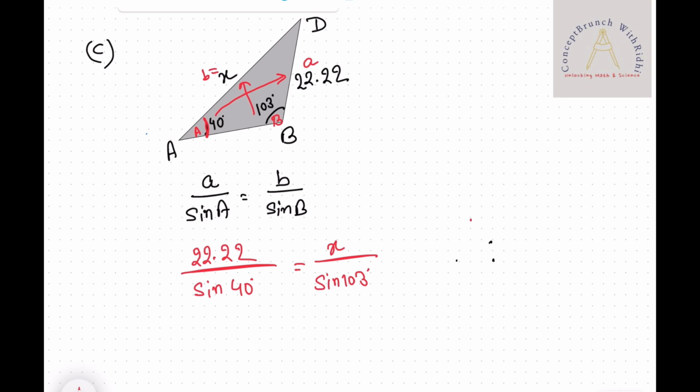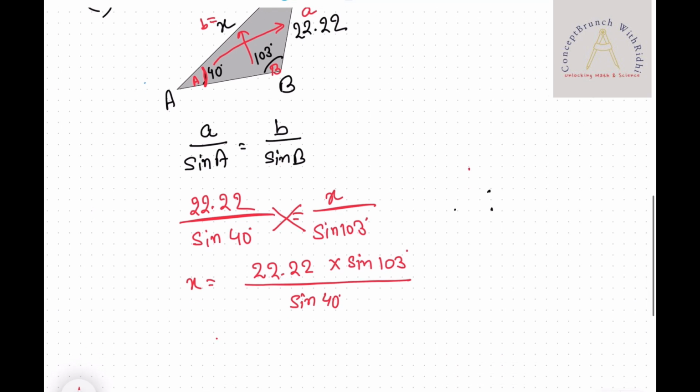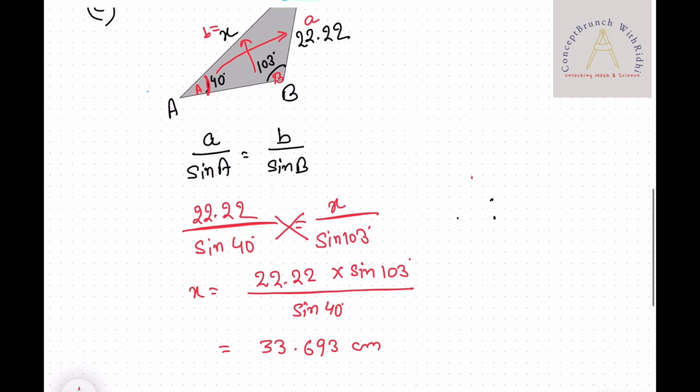Let's do the cross multiplication here. We can find x equals 22.22 times sine 103 degrees divided by sine 40 degrees, correct? So we can calculate with the help of a calculator and we get the value 33.693 centimeters. So this is the final answer for the value of AD. Okay, let's move to the next question.